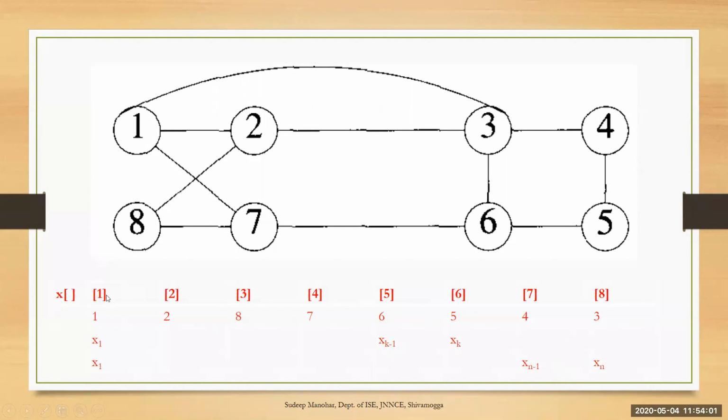So x of i tells the ith vertex in the cycle, and if I want to choose xk, then it should be a unique vertex apart from x1 to xk minus 1. So this 5 should not come in the previous vertex set. And one more thing is, if it is the last vertex you are choosing, then there will be only one vertex remaining, and this vertex should have an edge from xn minus 1. From 4 to 3 there should be an edge, and also from xn to x1. That means from 3 to 1 there should be an edge. So then only we can tell that there exists a Hamiltonian cycle.